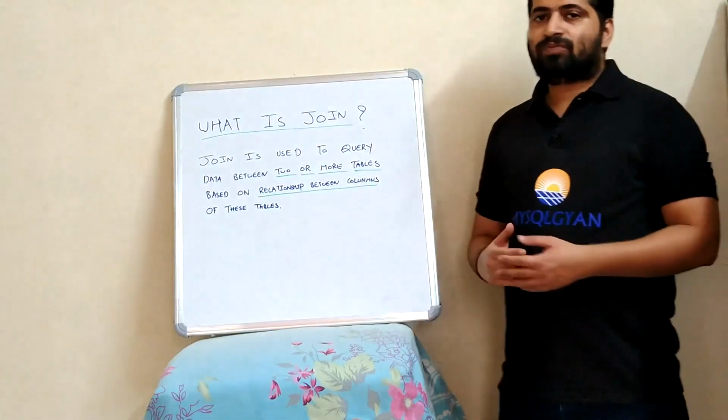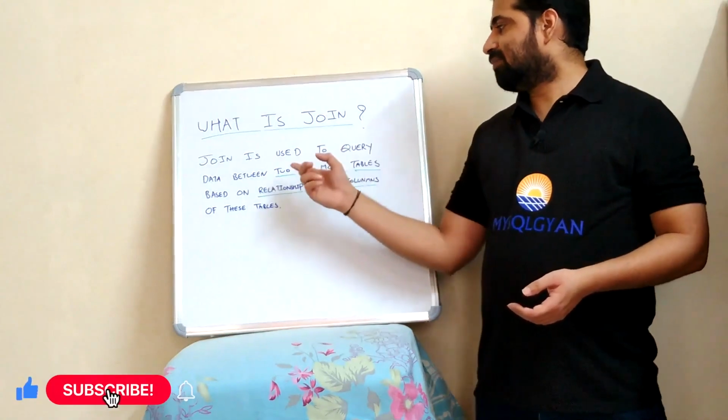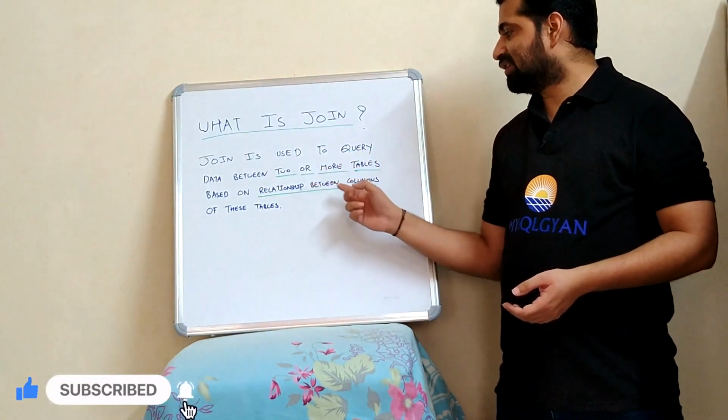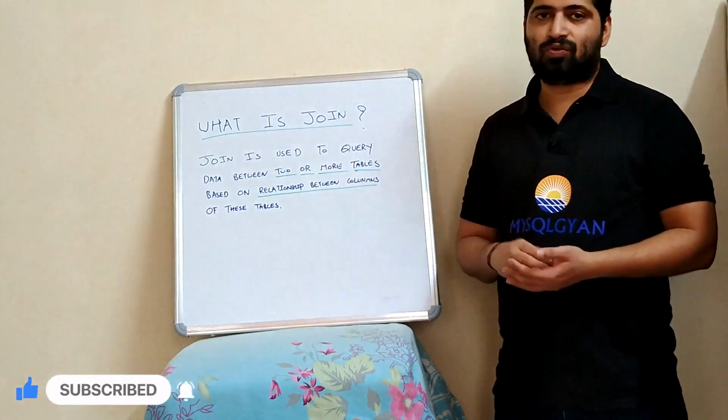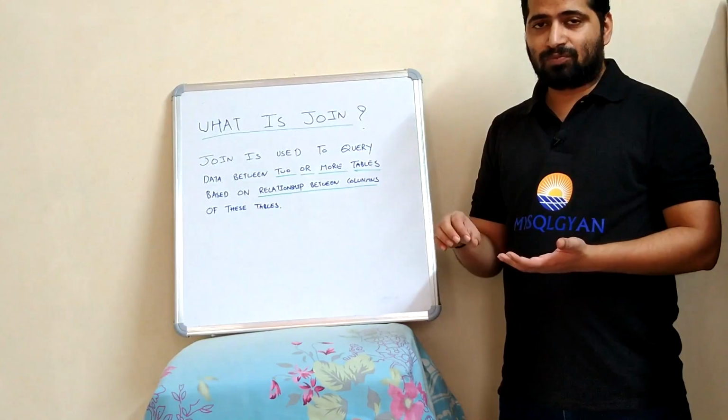So the first question that comes to your mind is what do you mean by join? Join is basically used to query data between two or more tables based on relationship between columns of these tables. So there must be one common column between two or three tables which you are supposed to join.